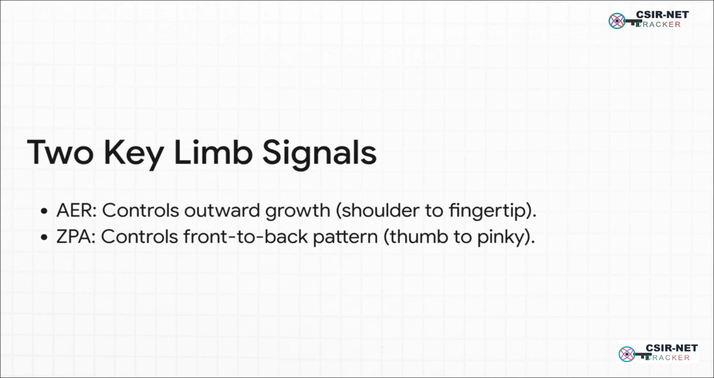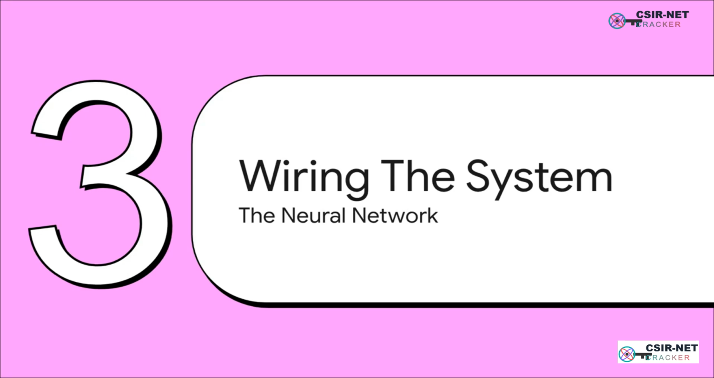The precision here is just astonishing, and when these signals get disrupted, it can cause limb malformations, which really drives home how critical this cellular teamwork is. All right, so we've got a body plan. We're building organs, but none of that is any good if all the parts aren't connected.